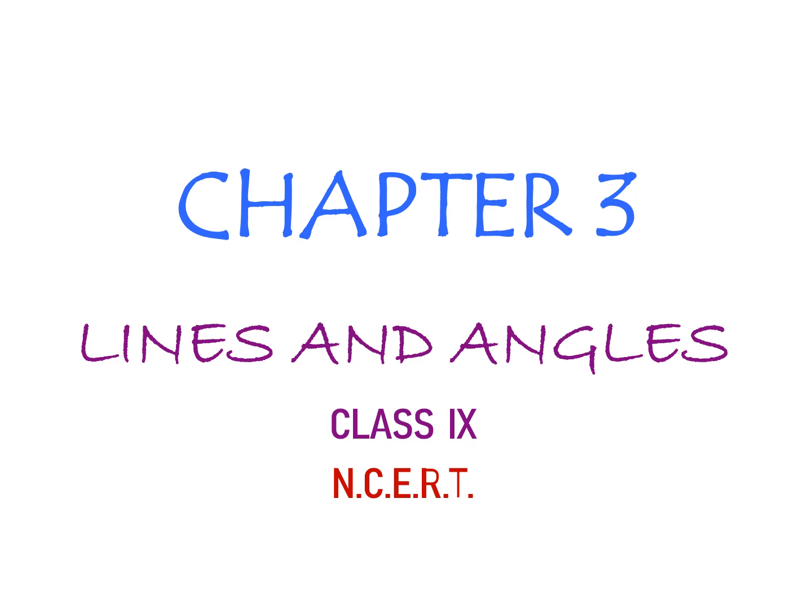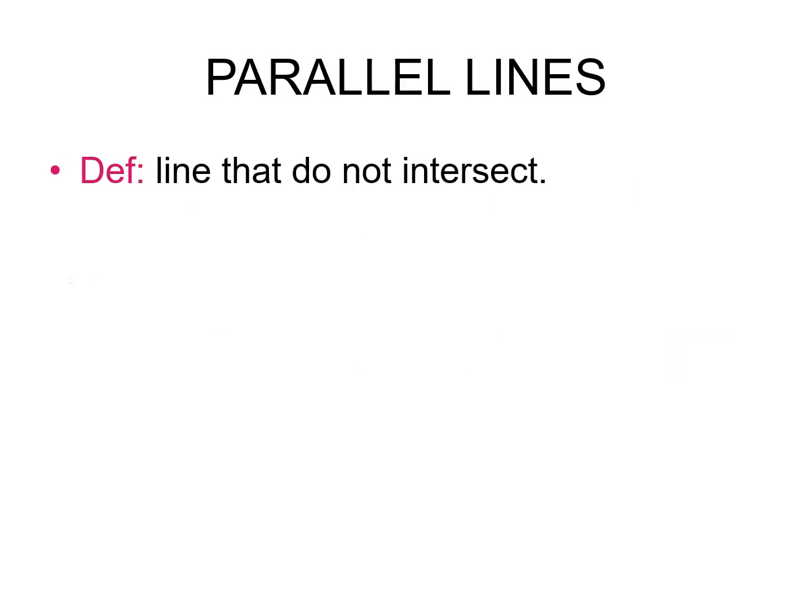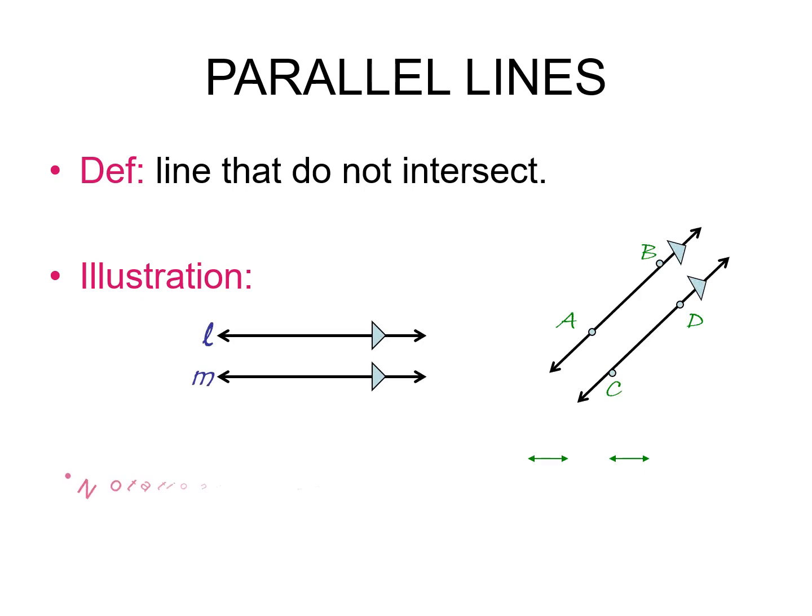In science, you have studied the properties of light by drawing ray diagrams. So all these are the daily life uses of lines and angles. Let us study some more properties of lines and angles. So what is a parallel line? The definition: lines that do not intersect.